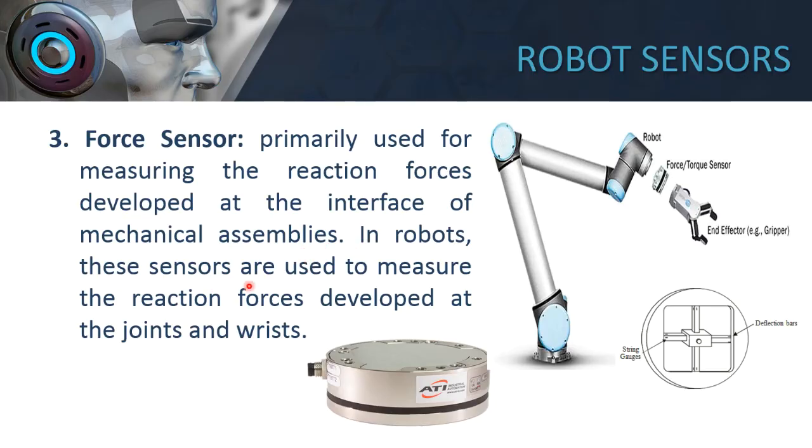In robots, these sensors are used to measure the reaction forces developed at the joints and the wrist. You can see here, this is a joint. Here you have a force or a torque sensor, and then the end effector is fixed. So if this has to grip a particular product, then the force is measured and it is sent to a controller. Based on the required amount of force, it decides whether the part has been grasped properly or not. Generally, these are strain gauges. You can see the image of the force or torque sensors here, a 2D figure of a force sensor.